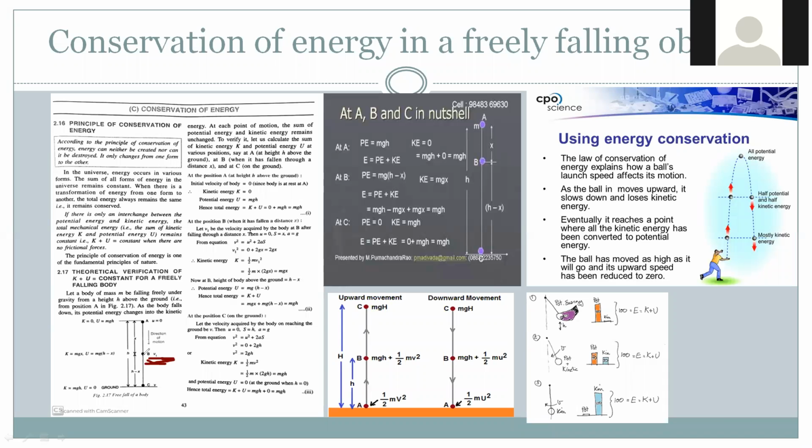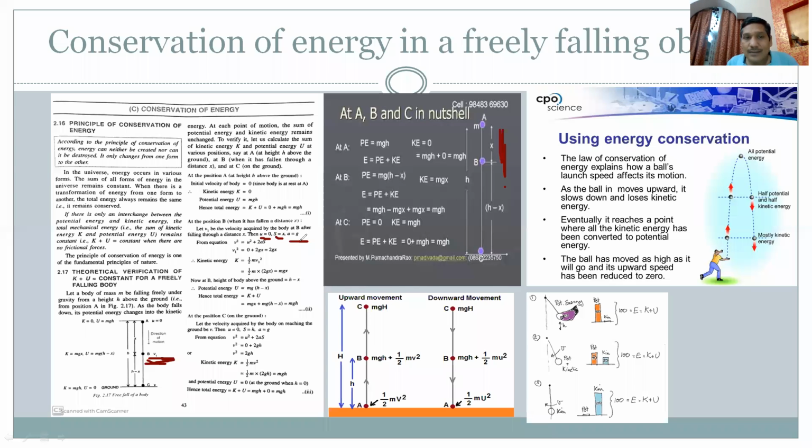Now at point B, the ball has traveled distance x. Its initial velocity u was 0. It has traveled a distance of x, and it experiences the acceleration due to gravity, so a is small g. We are trying to find out the velocity of the falling body at this point.